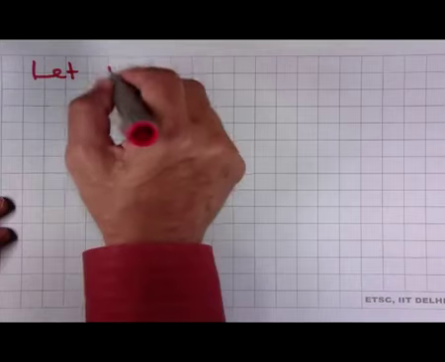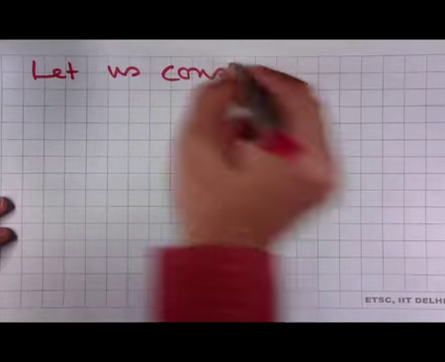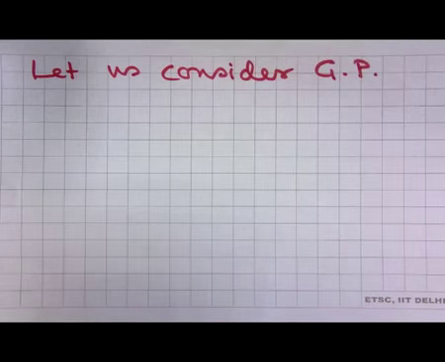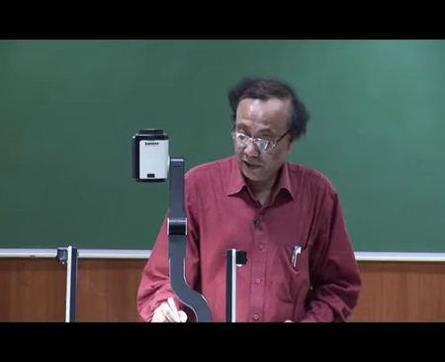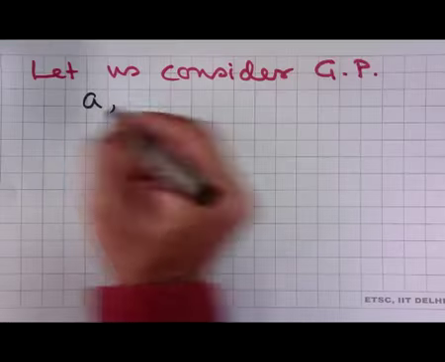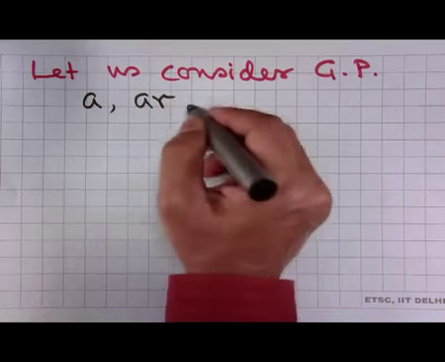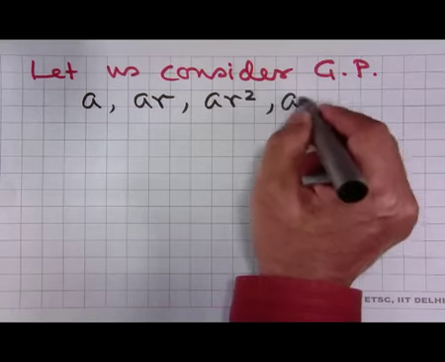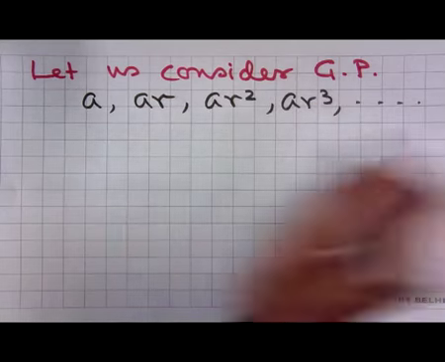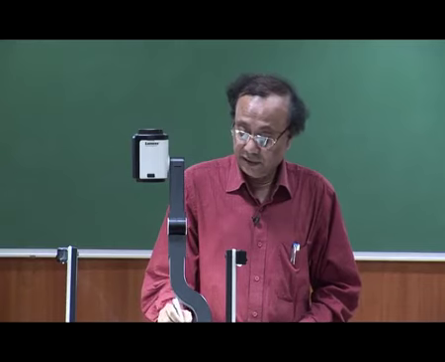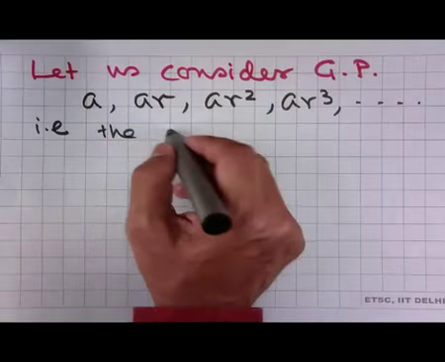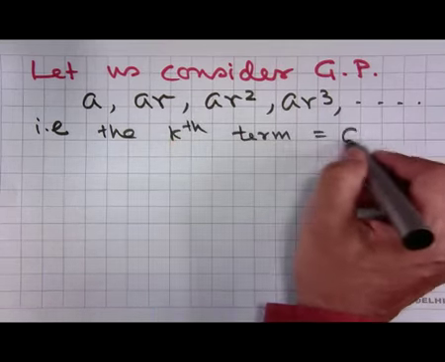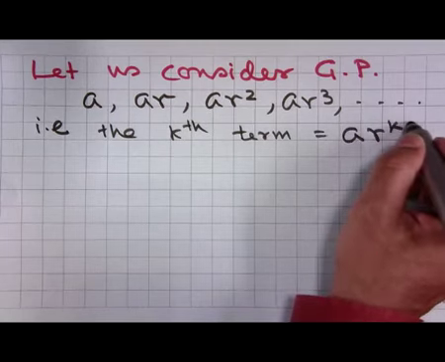Now, let us consider geometric progression. All of you are aware that a geometric progression with first term a and the common ratio r will look like this, right. That is, the kth term is equal to a r to the power k minus 1.